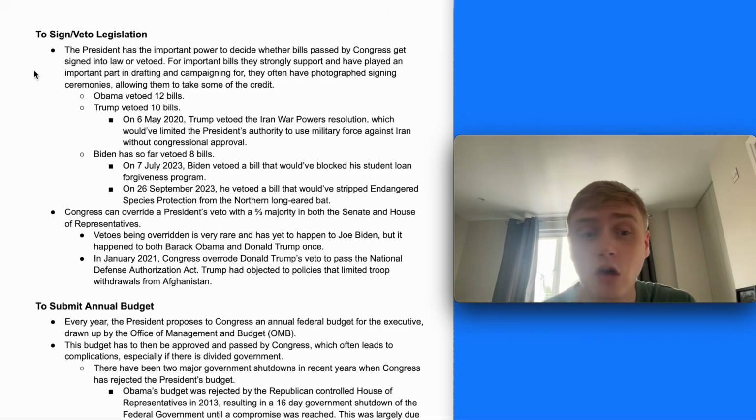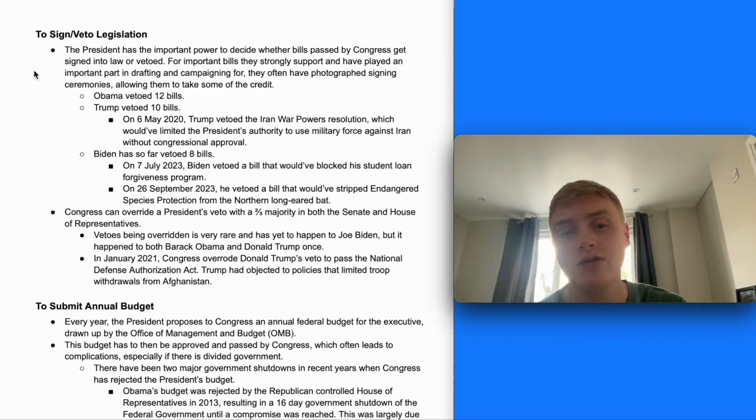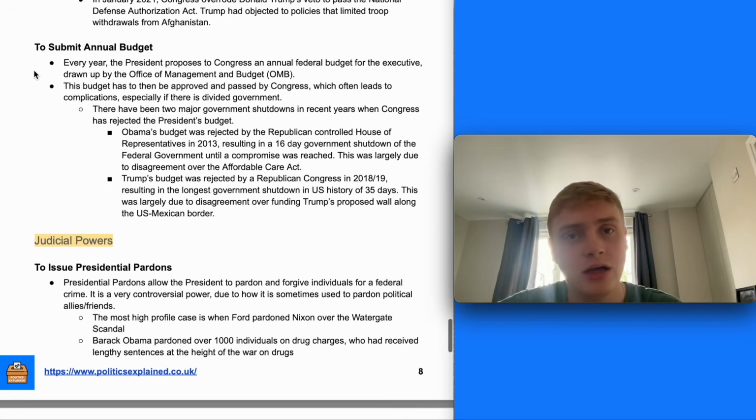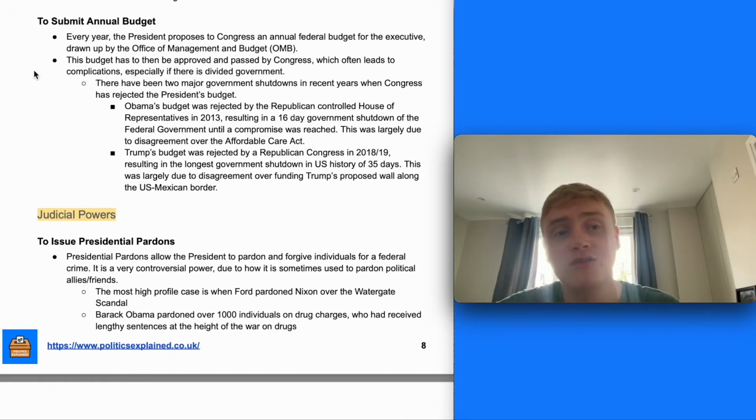It must be considered that Congress can override a president's veto with a 2/3 majority in both the Senate and House of Representatives. This is very rare, has yet to happen to Biden, but happened once to both Obama and Trump.